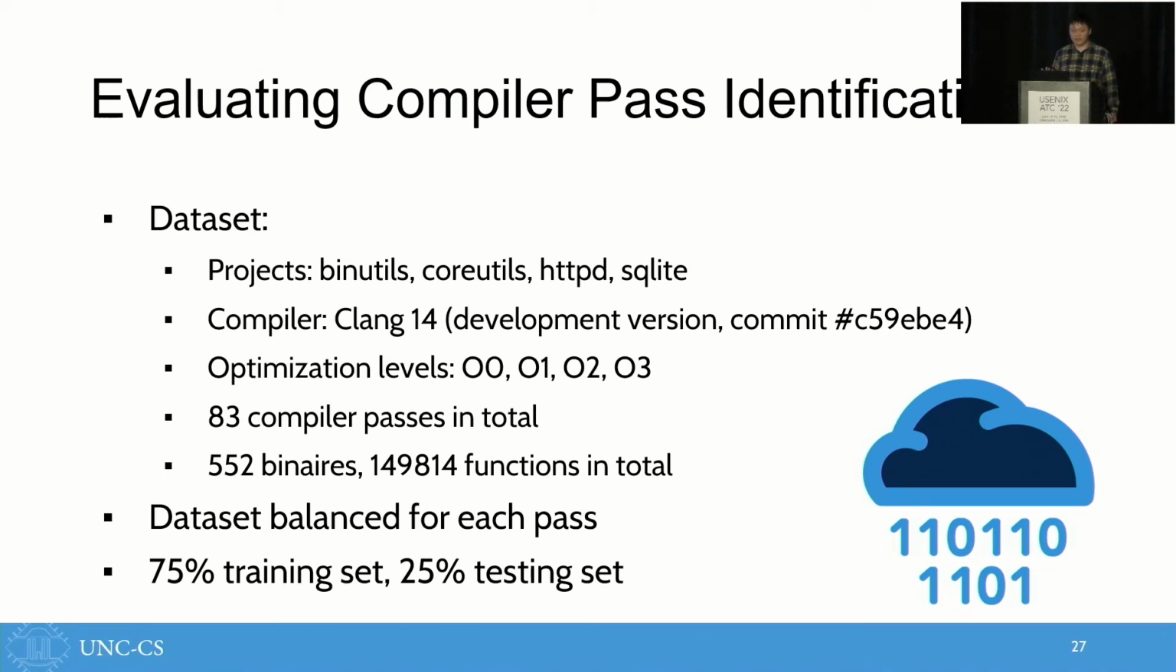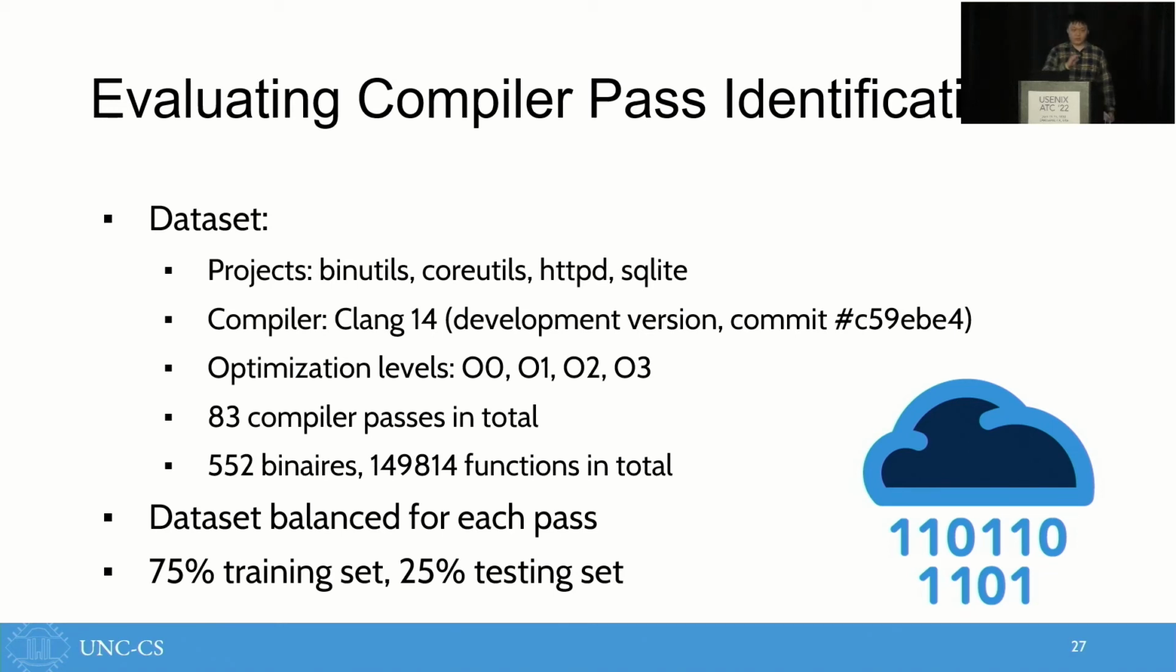So we excluded the compiler passes that are applied to every function in our dataset, because that's obviously easy to detect. They're just always present. And in total, we generated 552 binaries and about 150,000 functions.